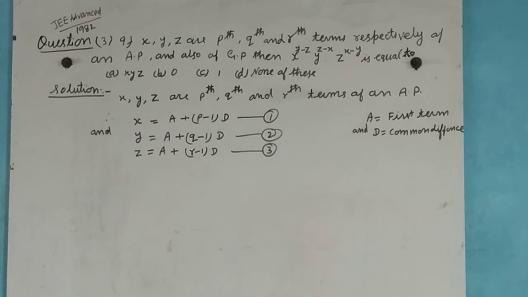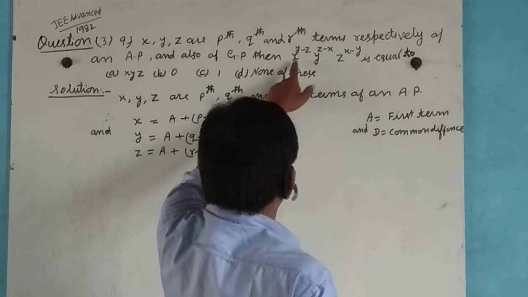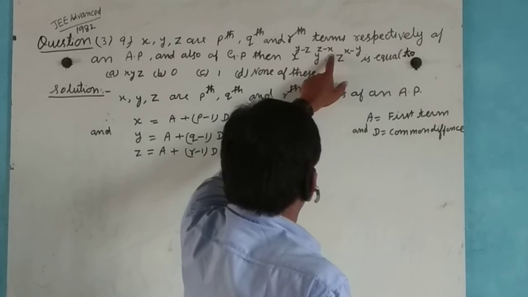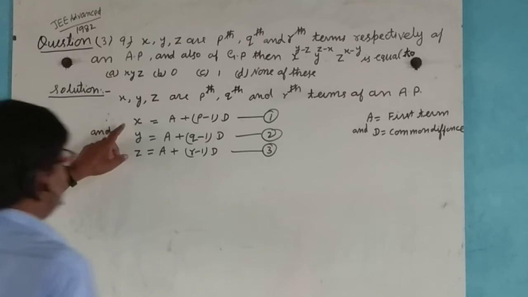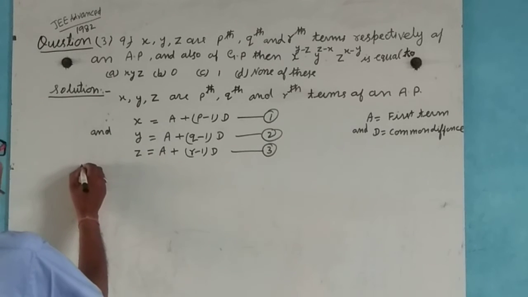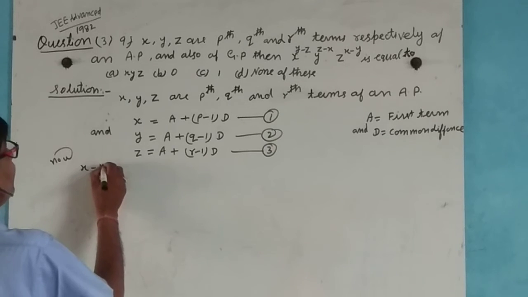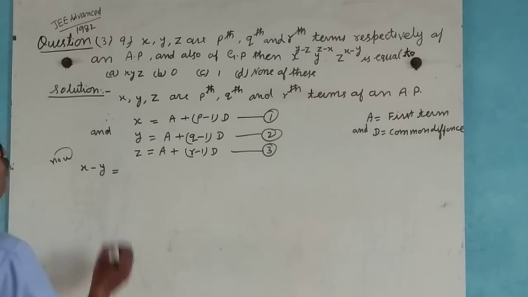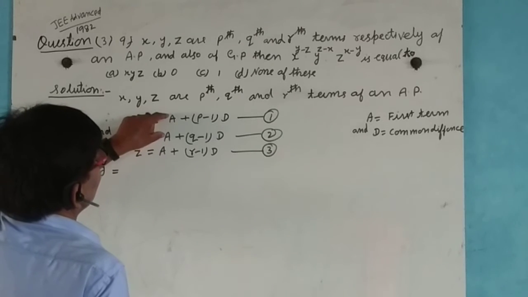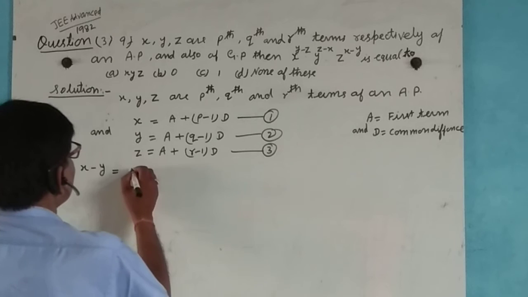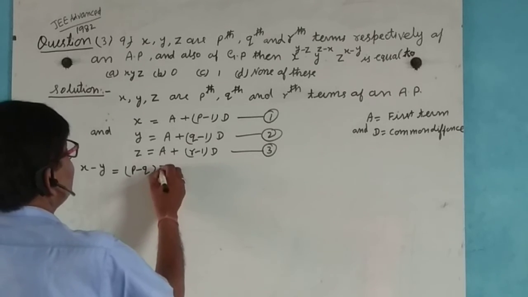Now in this case we put the value of y minus z, z minus x and x minus y. With the help of this we calculate x minus y equal to what? Now x minus y equal to, A and A cancel, and (P minus Q) into D.